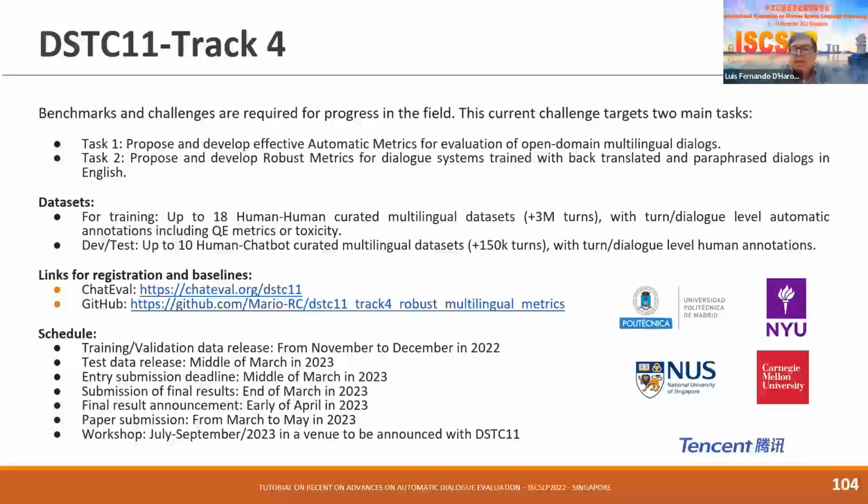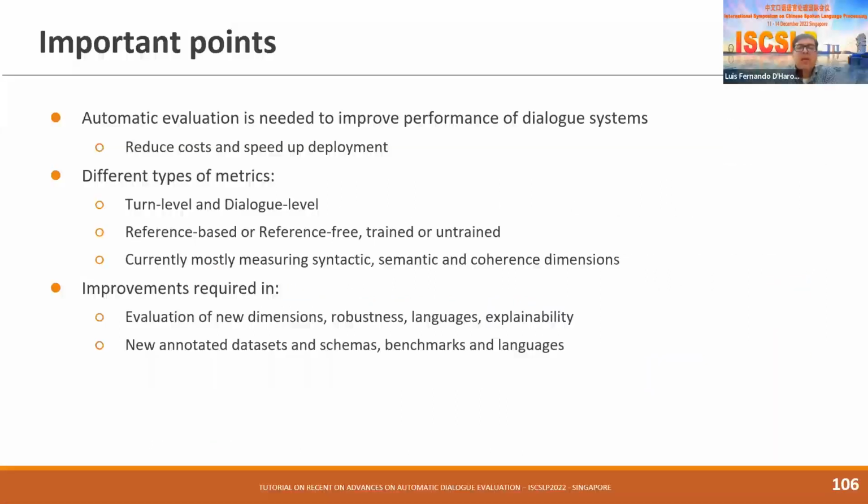We are currently running DSTC 11, especially track 4. If you are interested, you can go to these two links, GitHub or Chatbot. We are releasing new datasets also for multilinguality evaluation and for robustness. Here you can see the schedule of this track. At this point, we are running the track. We are releasing training and validation data, and we are planning to release the test data around March. If you are interested, please go to these links or check DSTC 11 track 4 for more information. Here you can see the people working on this, including people from Tencent and other companies.